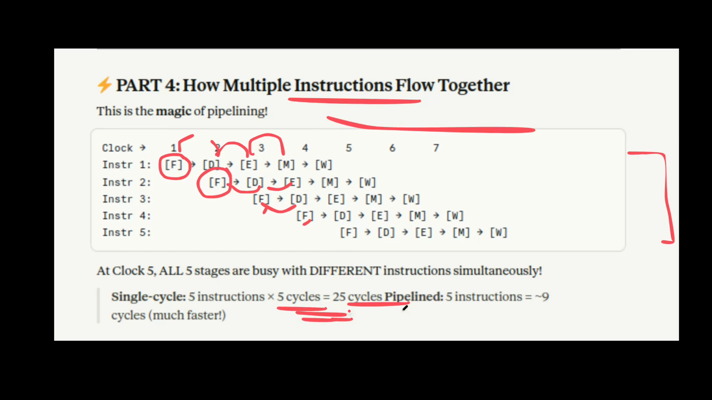So 25 cycles are needed, right? 25 cycles are there. In single cycle, 5 instructions require 5 clock cycles each, so 25 cycles. But in pipeline, 5 instructions are using only 9 clock cycles.